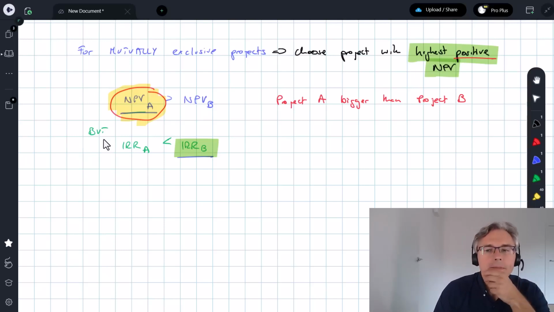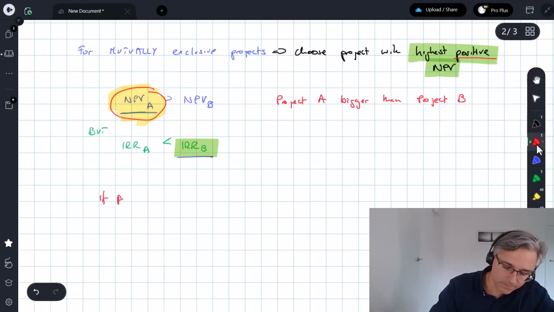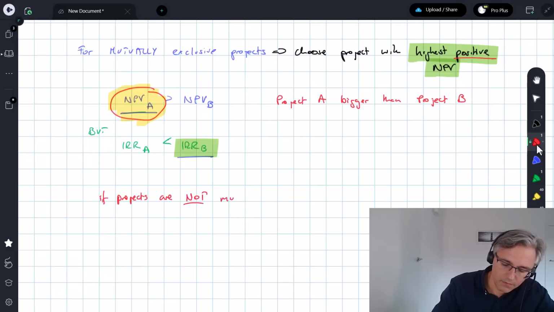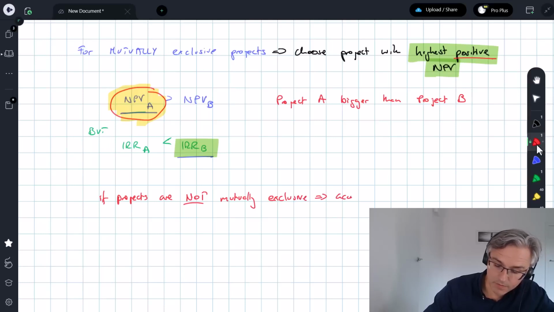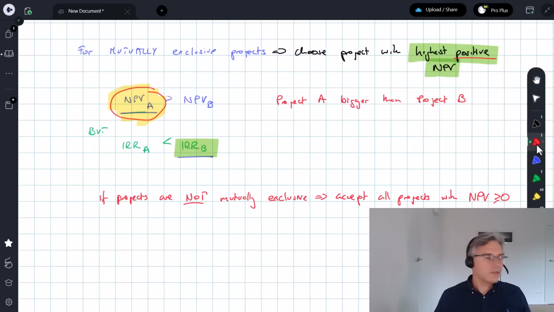Of course, if the projects are not mutually exclusive, which means you could potentially do them all at the same time, accept all investments, all projects with NPV which is higher than 0 or equal to 0, in the sense that if it's equal to 0, it's still generating a return equal to the required rate of return.